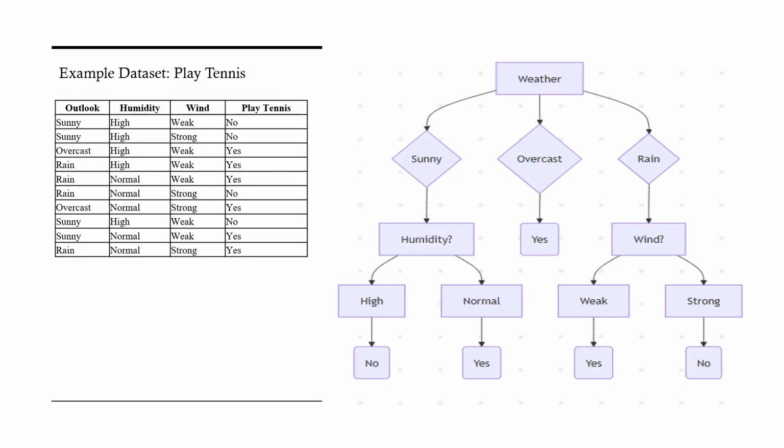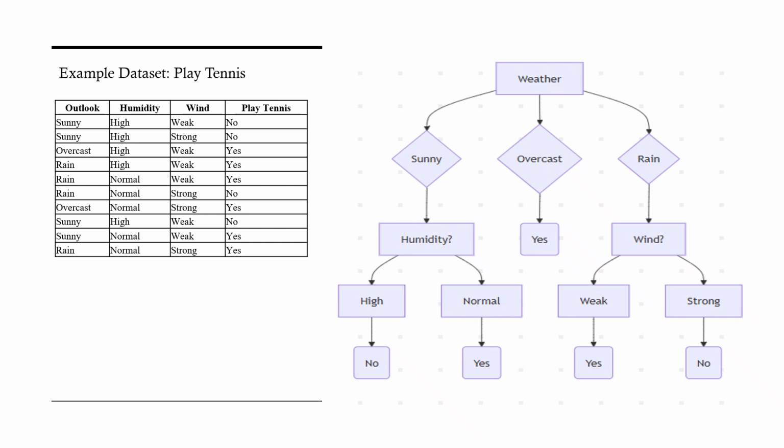For example, let us take a game, tennis, where we decide whether we have to play tennis or not. Here we are going to make four columns. The first is Outlook. Here we have taken three categories: sunny, overcast, and rain. The next category is the humidity level, then wind, and then we go for play tennis. So these are the four columns we are going to create.